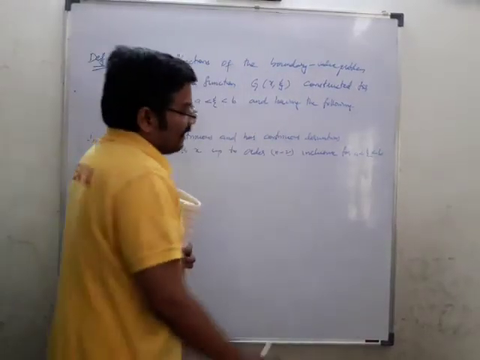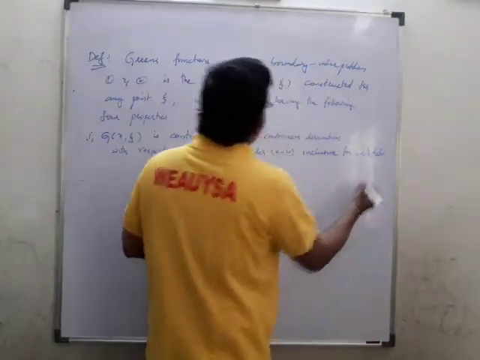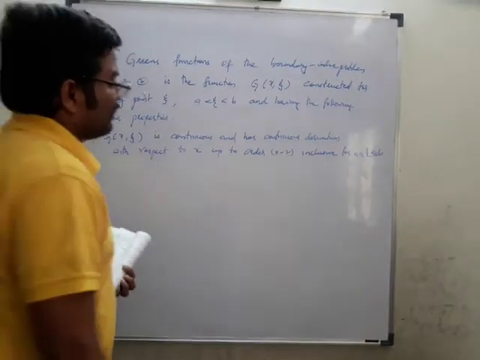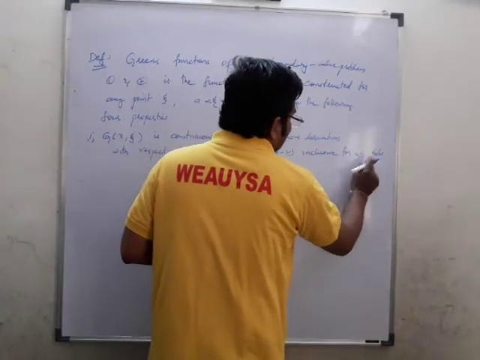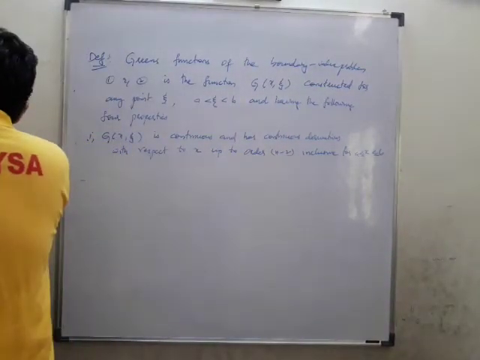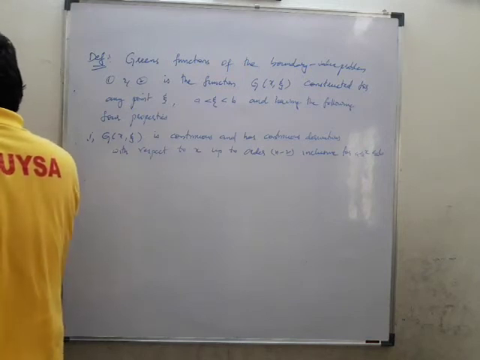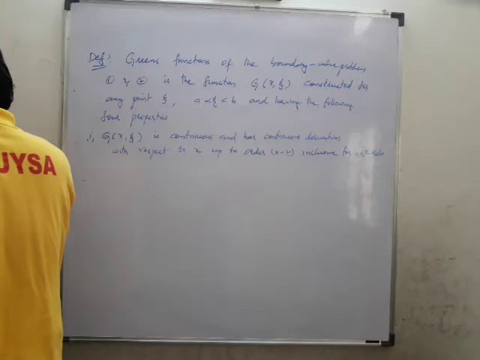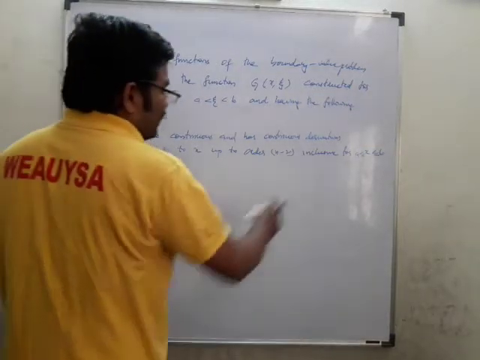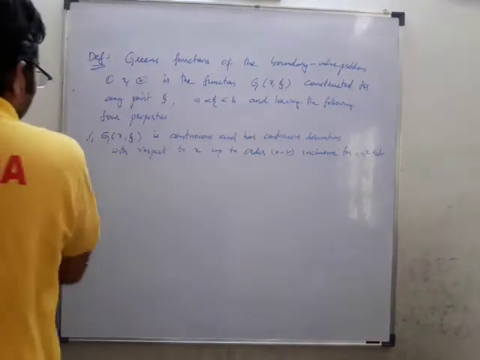Xi greater than or equal to a, less than or equal to b. That means you take x greater than or equal to a, less than or equal to b. So it should be continuous for the function which is given, x greater than or equal to a, less than or equal to b. This is the first condition.